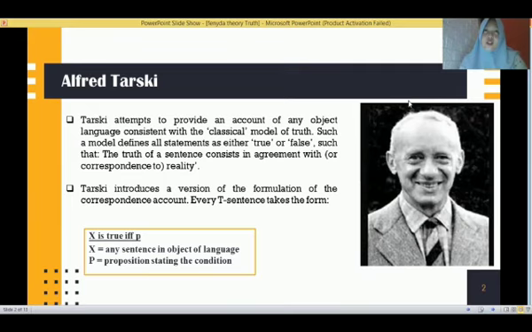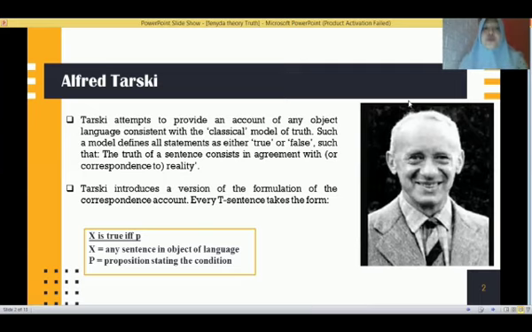Alfred Tarski was a logician who worked at the University of Warsaw, and then a few years later, he took up a position at the University of California, Berkeley. Tarski attempted to provide an account of any object language consistent with the classical model of truth. Such a model defines all statements as either true or false, such that the truth of a sentence consists in agreement with or correspondence to reality. Underline correspondence, agreement with reality.